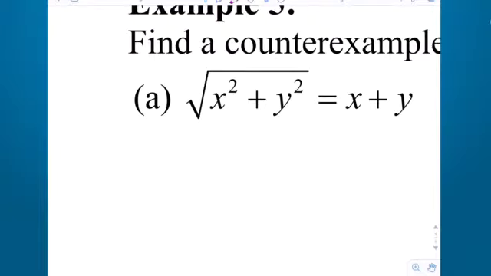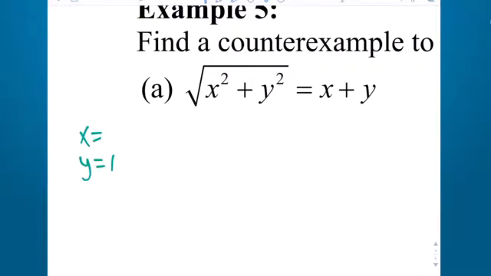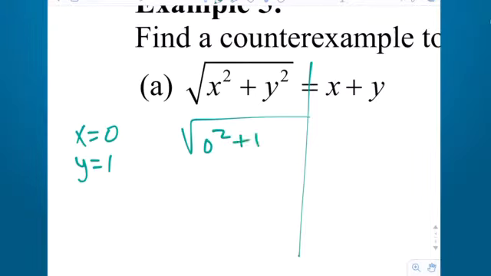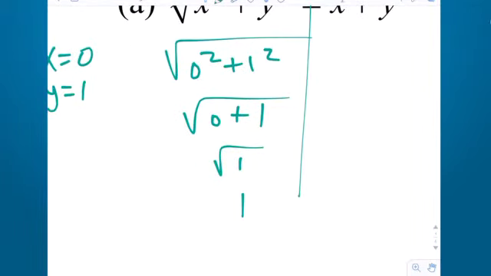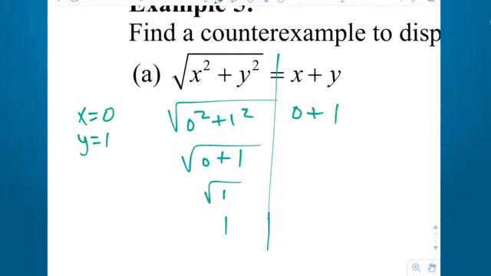Let's say when x equals 0 and y equals 1. We're going to define what our variables are. If I plug it in on the left, I get the square root of 0 squared plus 1 squared. That's the square root of 0 plus 1, which is the square root of 1, which is 1. And if it's not true, it shouldn't be the same on this side. Well, let's see. That's 0 plus 1, which is 1. Hey! I thought you told me that it wasn't true. I just proved that it is. I verified that it's true when x is 0 and y is 1. What now?